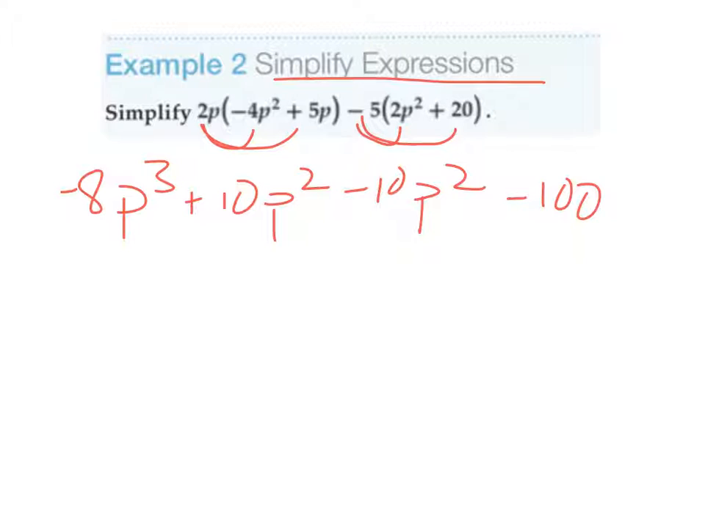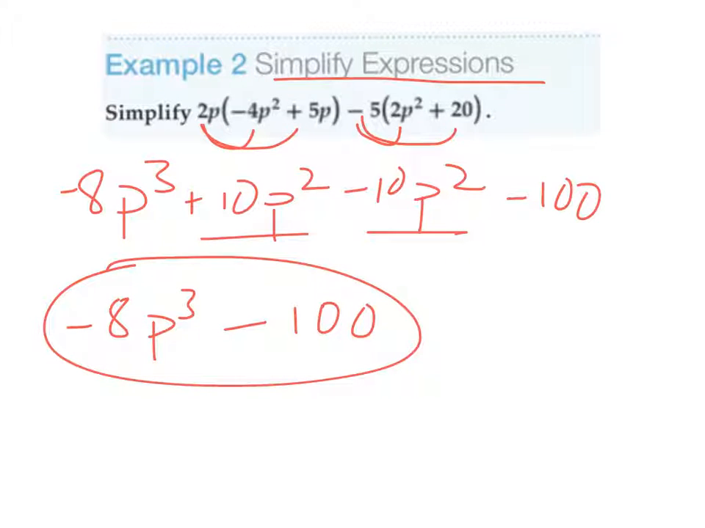And negative 5 times positive 20 would be a negative 100. And after that, we just combine like terms. So the p cubed doesn't combine with anything, but these two are like terms. So when I combine them, I actually get 0, because 10 plus a negative 10 is 0, and so I'm left with a minus 100. And so there's my answer, after distributing and then combining like terms.